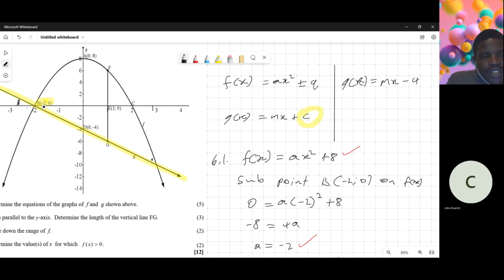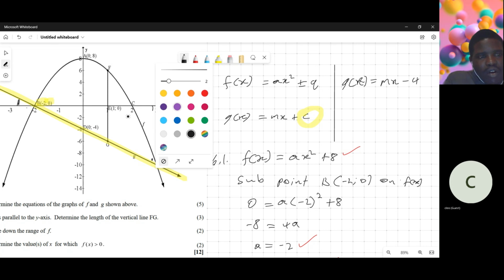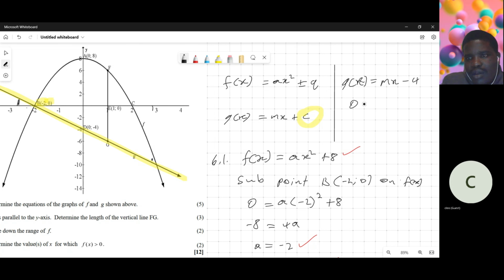Then let's substitute the point B in g. What we see in point B is that the value of y is 0 and the value of x is -2. Our y is g(x), so it's going to be 0 equals m, which stands for gradient, times our x, which is -2, minus 4.